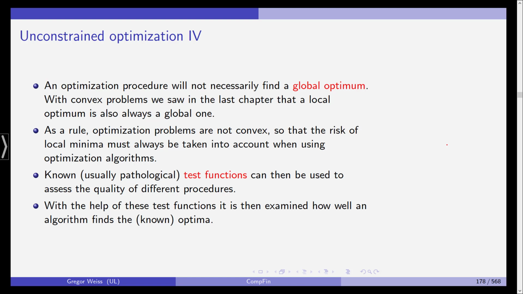When mathematicians develop new optimization tools and methods, they use test functions. Those are pathologically difficult and complicated functions that are really hard to maximize or minimize. We'll see a couple of plots on the next slides, and you will immediately understand why. If an optimization algorithm is really able to find the global minimum of these functions, then it's a really good one. With the help of these test functions, you can then examine how well the optimization algorithm works.